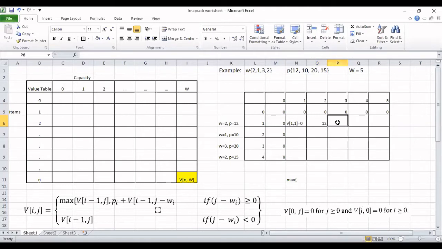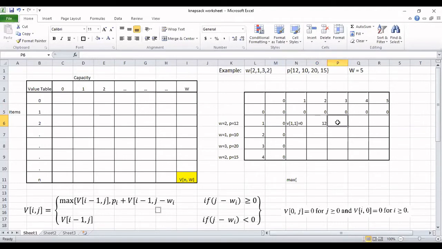V of 1, 3. Now the contender is only one, because so far we have considered only the first item. Correct? So now the capacity is 3. The weight of the first item is 2. Can we accommodate this? Yes, we can.